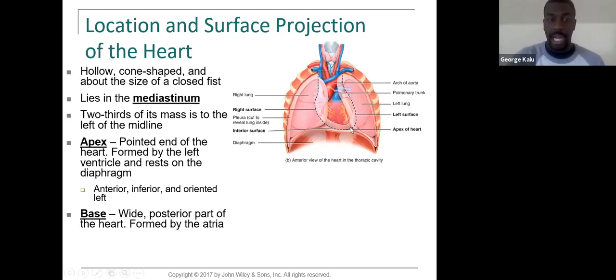There are a couple of regions here. The first area we're going to look at is the apex of the heart. The apex is the pointed area that sits right on top of the diaphragm, and it's formed by the left ventricle. It's on the anterior and inferior side, oriented to the left of your heart. The base is the opposite side, the broader, wider portion on the posterior aspect of the heart, and it's formed by the atria.